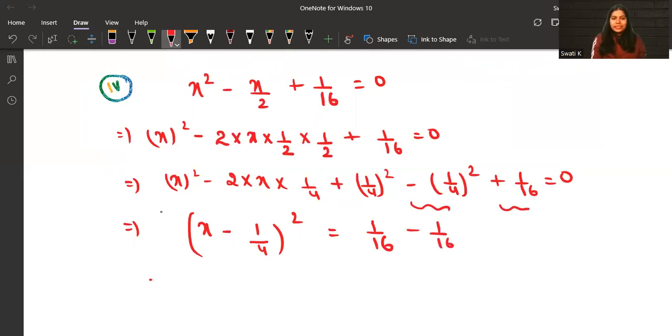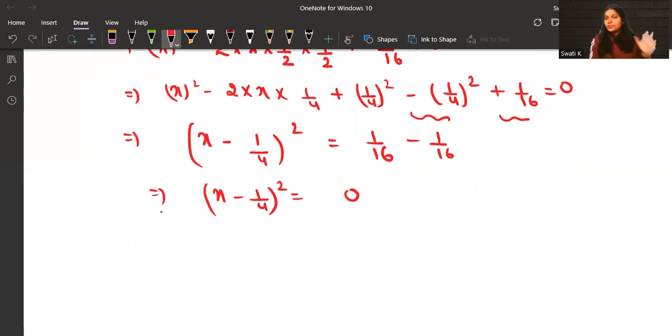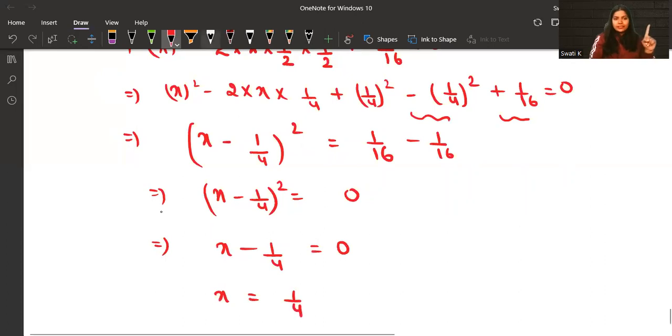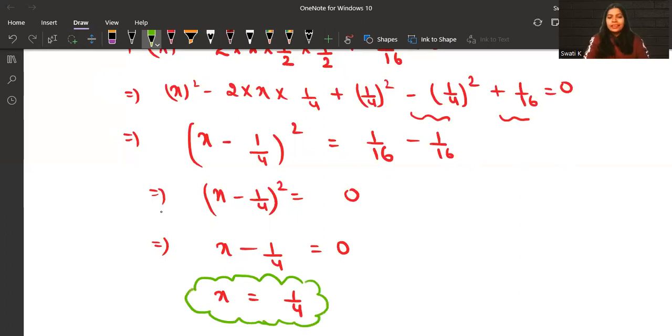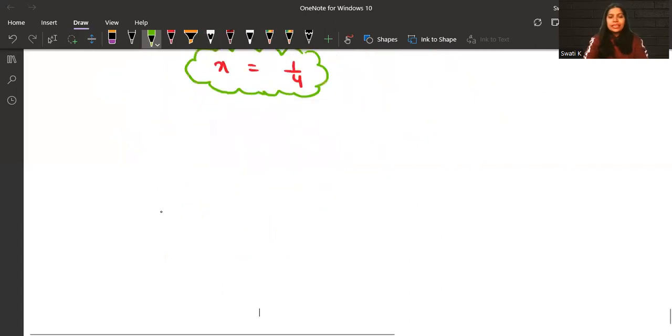That means we are getting x minus 1 upon 4 whole square equals 0. Now here we don't need to write plus minus 0, because 0 is a neutral number. So we are getting just x minus 1 by 4 equals 0. And when we get this, we get just one value of x, not multiple, which is 1 upon 4. That's the answer.